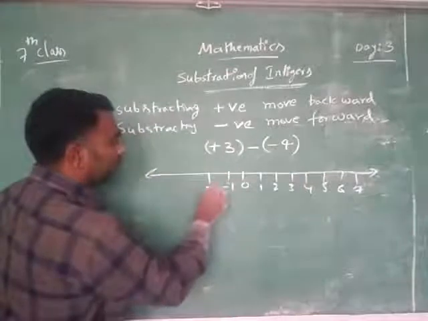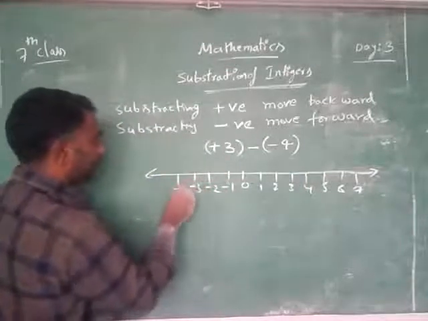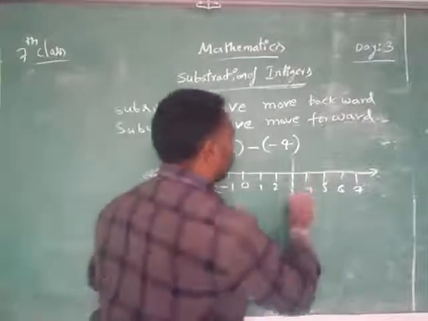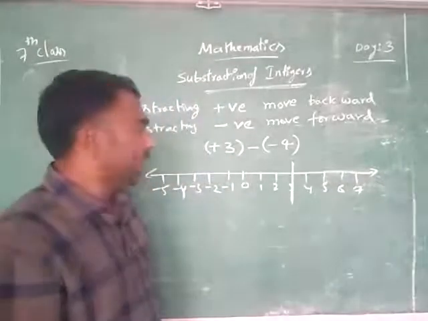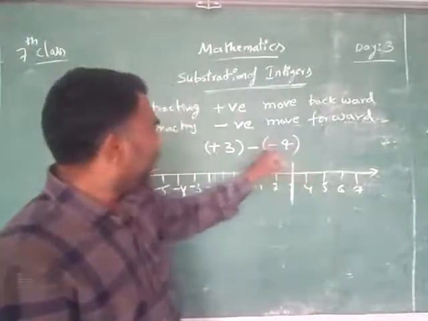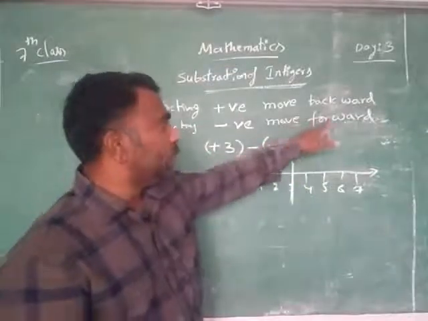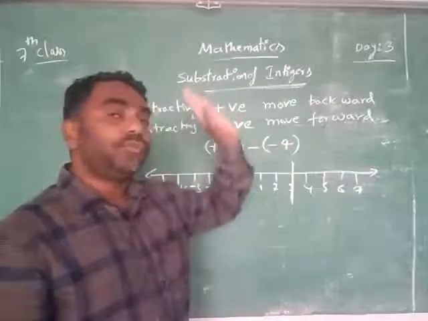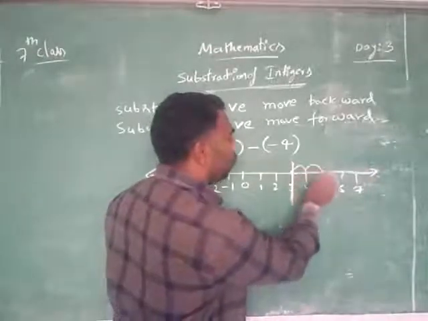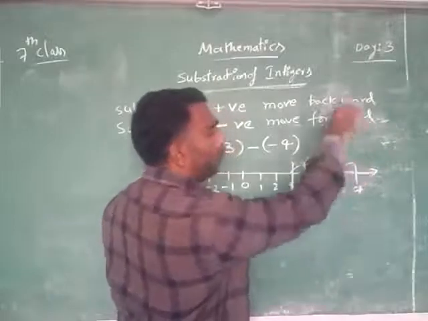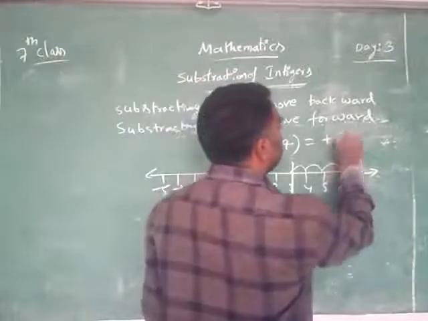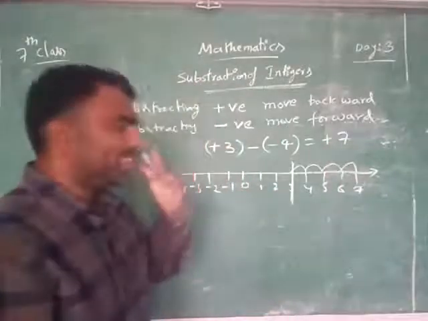So take the number line and write the numbers on the number line. Write the negative numbers here. First step, we'll keep at plus 3. And how many steps do we need to move? 4 steps. Which side? When we are subtracting negative, we need to move forward. Forward 4 steps: 1, 2, 3, 4. So what will be the answer? The answer is plus 7.